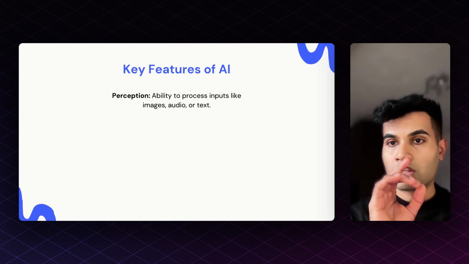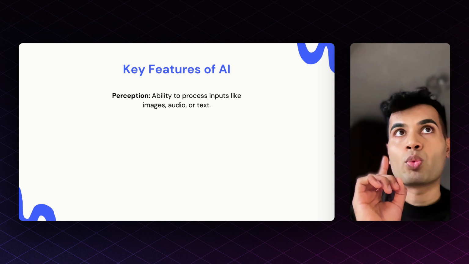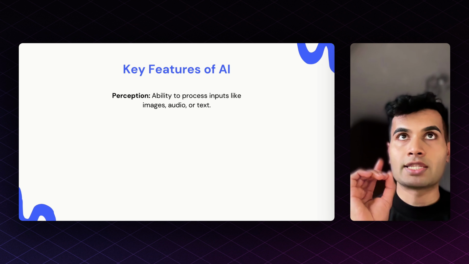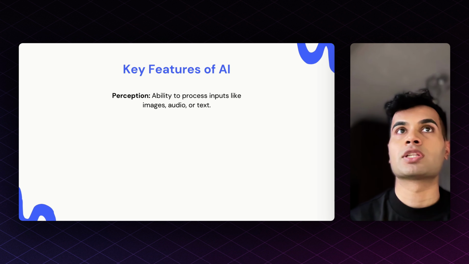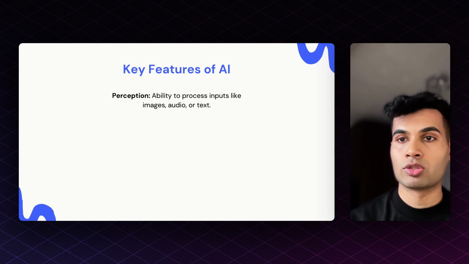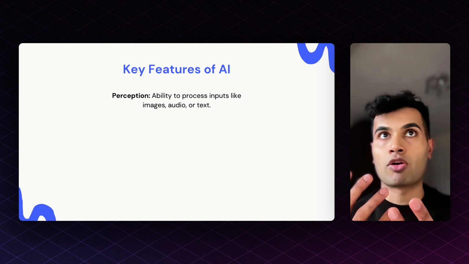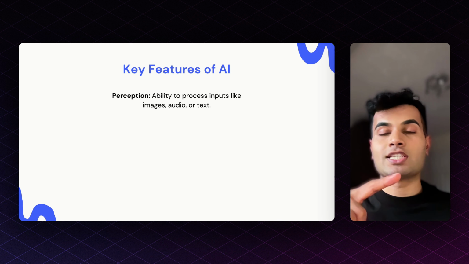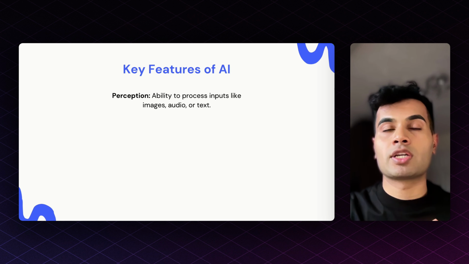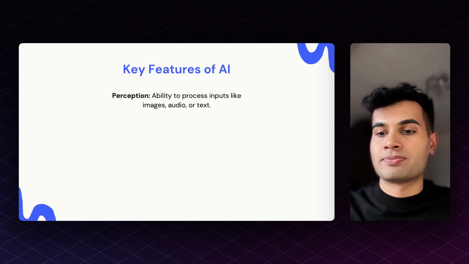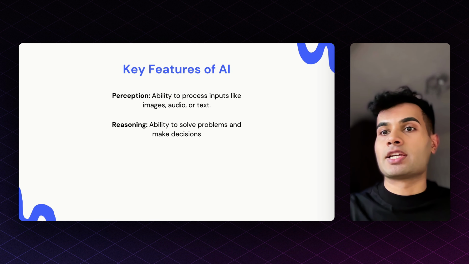Meaning, the first part, AI, we're trying to teach it perception, right? It's the ability to process inputs like images, audio, or text. Think of how, the minute we see something using our eyes, we're able to gather if it's an image, if it's audio, if it's text, right? We're trying to get AI to do the same thing, to simulate that human intelligence.